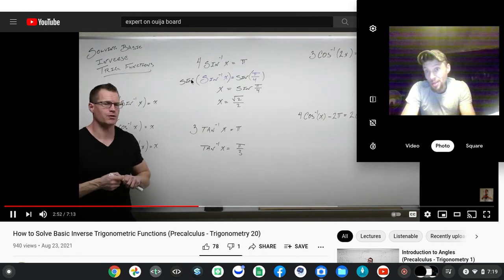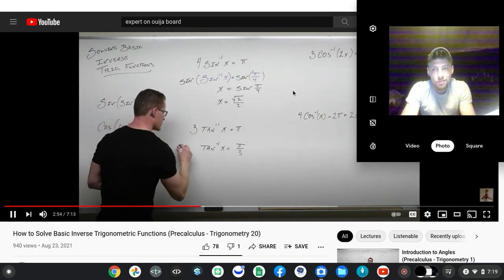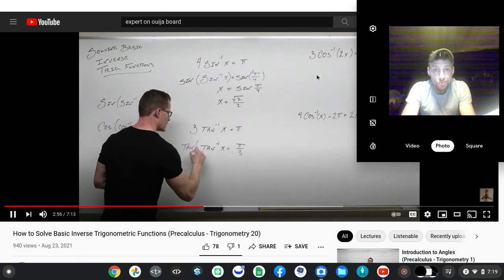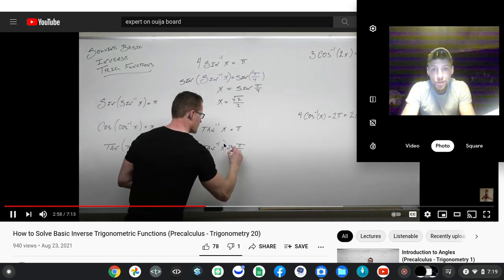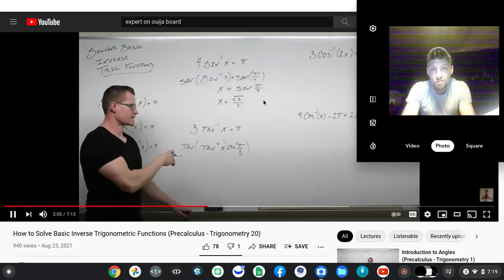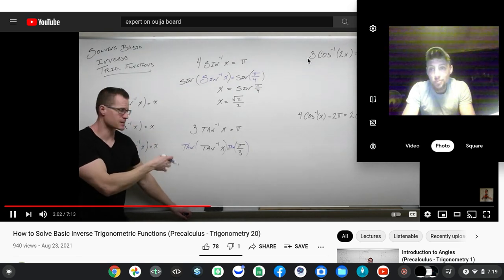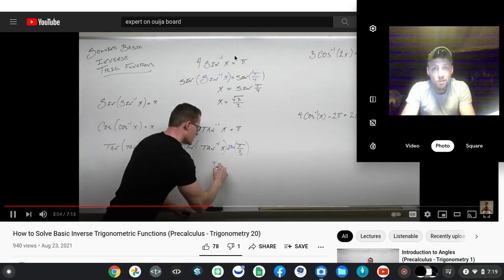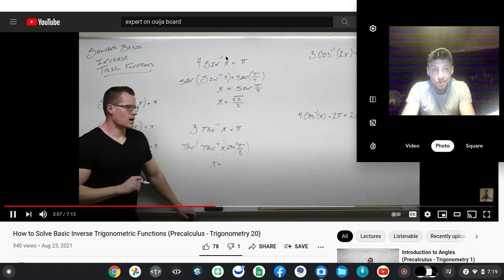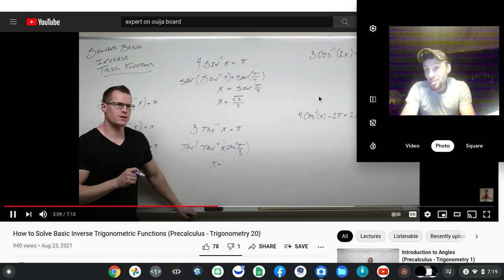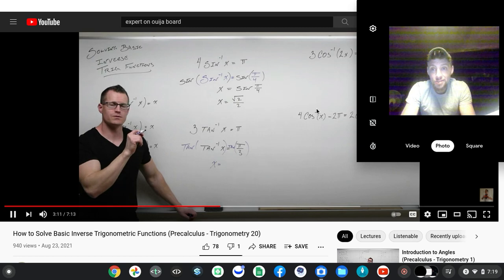The appropriate function for the inverse is tangent. Let's take tangent on both sides. On the right-hand side, tangent of pi over 3. Well, tangent of pi over 3 is going to be square root of 3 over 2 divided by 1/2.